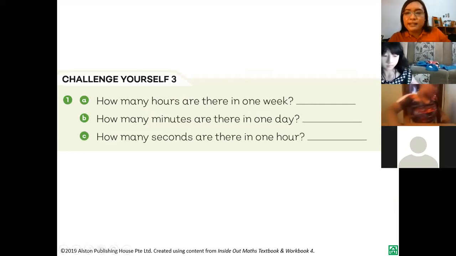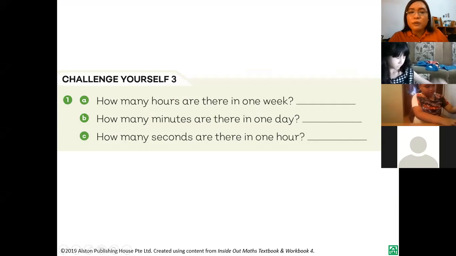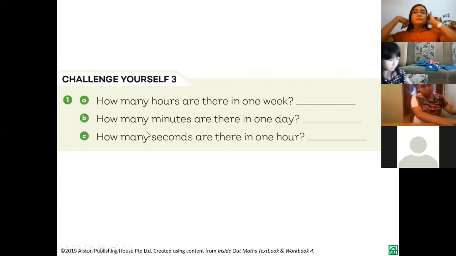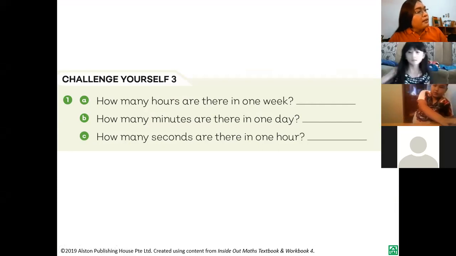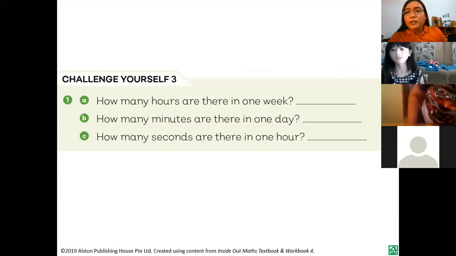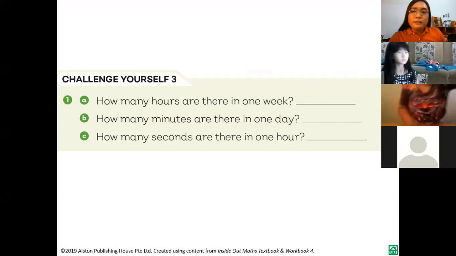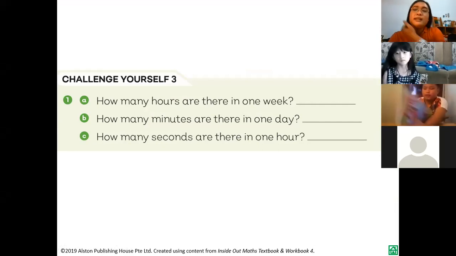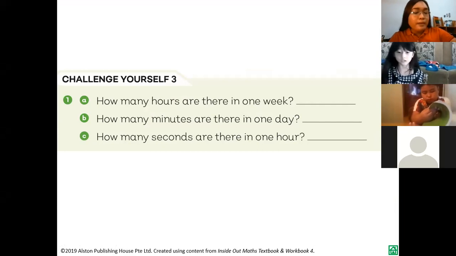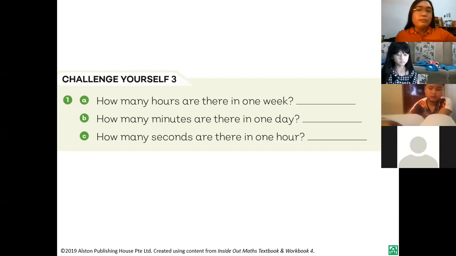Alpha, what page is this? Do you know? Does anyone know? 34. Okay, everyone, open your math workbook on page number 34. So this is the last page for chapter 3. And after this, we will move on to chapter 5.